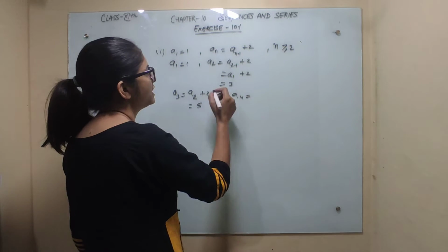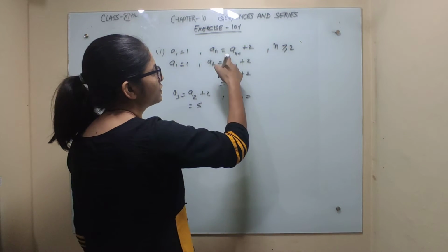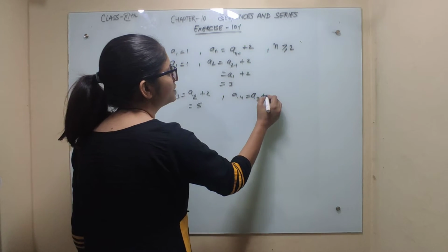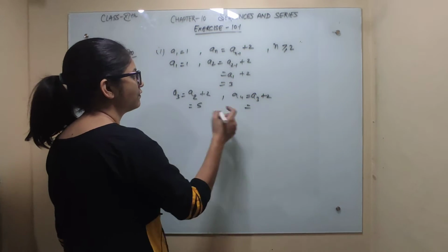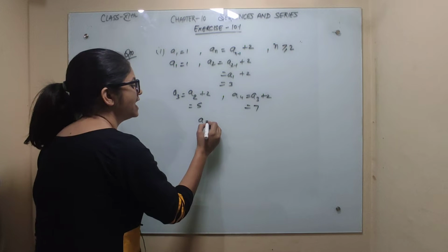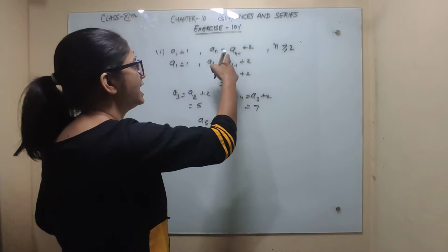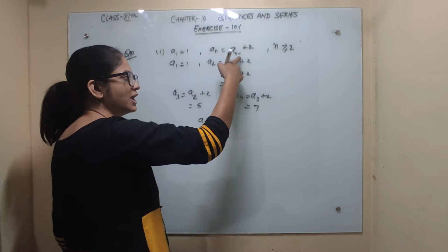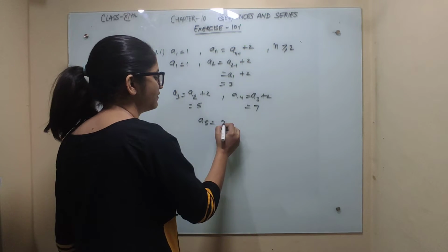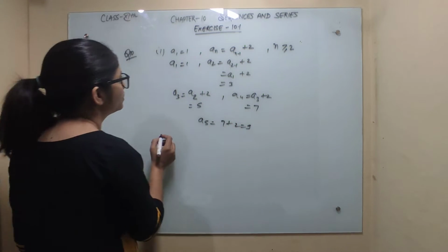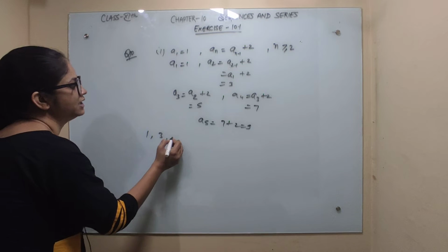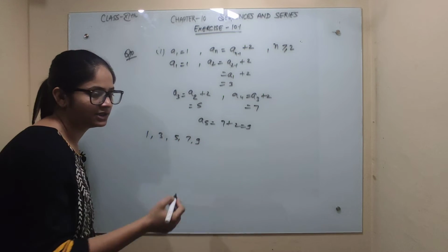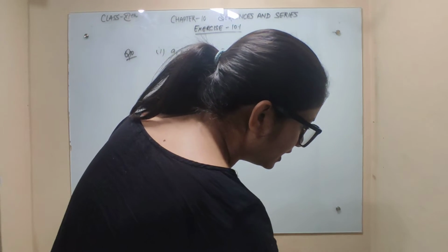Same, A4 you can find. A4 will be A3 plus 2, and A3 you know is 5. 5 plus 2 is 7. A5 will be A4 plus 2. A4 is 7, 7 plus 2 is 9. So the sequence will be 1, 3, 5, 7 and 9.